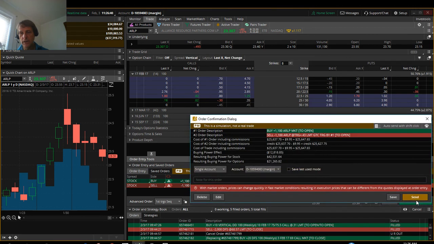Quickly hit confirm and send. This is what pops up. First order description: buy 1,100 at the market price to open. Second order is to sell 1,100, triggered by an increase of 43 cents, limit order, good till cancel, triggered by order number 1. What it's costing me, the buying effect is $12,818. The commission is $9.95, so grand total of $25,647.